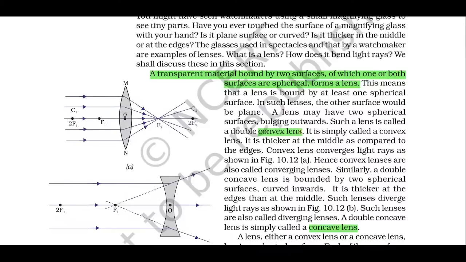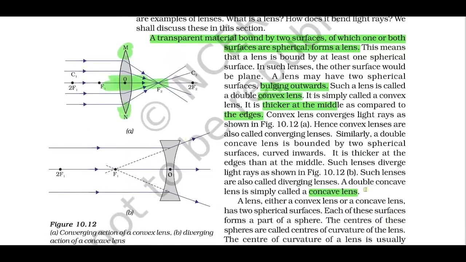What is a convex lens? A lens which has two spherical surfaces bulging outwards, and also it is thicker at the middle as compared to the edges. Thicker at the middle and thinner at the edges. It is called as what? Convex lens. What is a concave lens? A concave lens is bounded by two spherical surfaces which are curved inwards. It is thicker at the edges than in the middle.